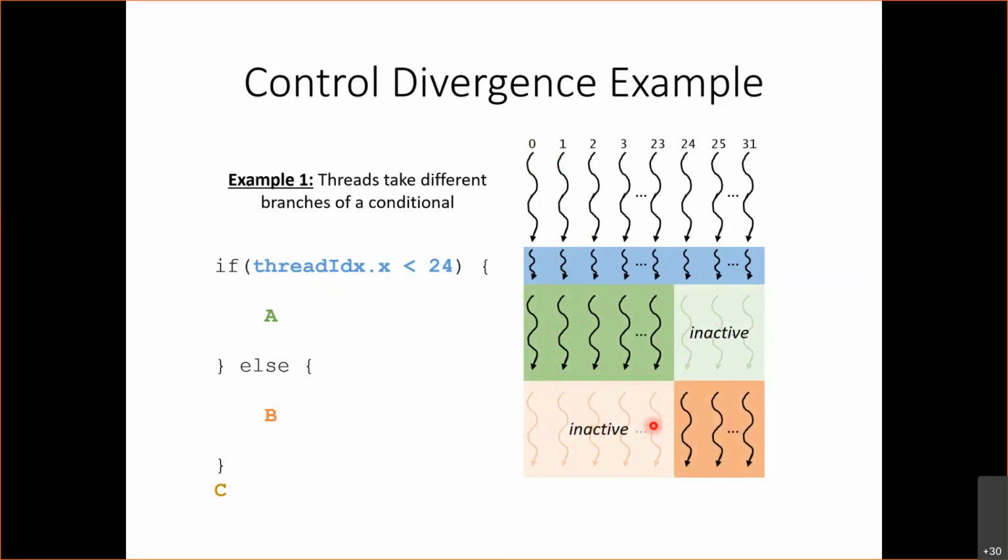And remember that when I execute this instruction for all threads, that means that these cores are reserved for those threads. So these threads that are inactive are actually reserving these cores, but they're not doing anything. I can't use the cores for anything else because all the cores execute the same instruction. So all these cores either execute the same instruction or they do nothing. And then finally, these threads will reconverge and all of them will execute C together.